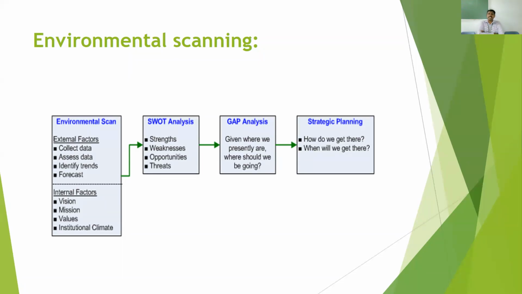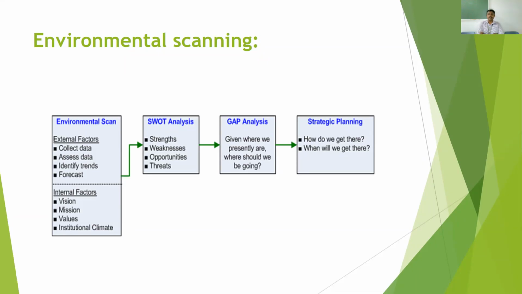Then after the environmental scanning, you have to go for the SWOT analysis. That means you have to identify the strengths, weaknesses, opportunities, and threats of your organization. Then you have to go for the gap analysis. Gap analysis will tell you where you presently are and where you want to go in the future. So gap analysis will tell you where at present your company currently is, and at the same time, in the future, where you want to go. That will be identified through the gap analysis.